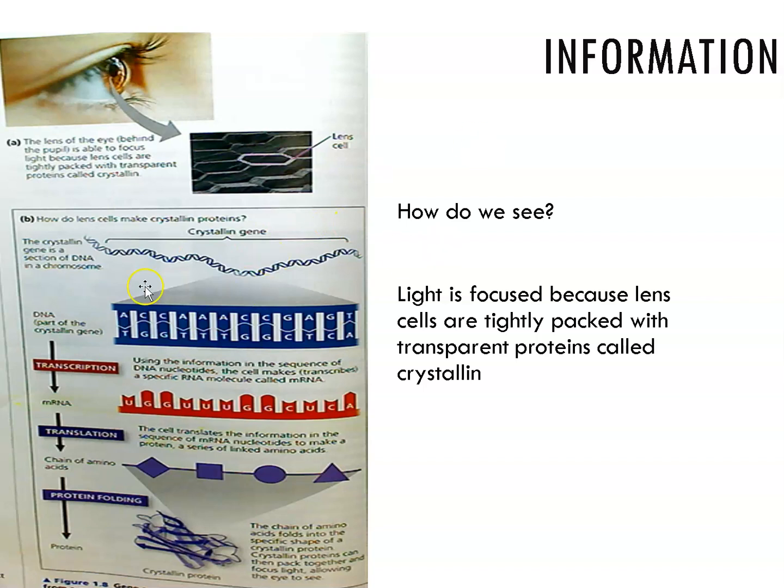And so here's an example of something really crazy. The lens of the eye is able to focus light because lens cells are tightly packed with transparent proteins called crystallin. So there's a crystallin gene. I know this is a picture from a textbook, I'm sorry, but this is a crystallin gene, and here are the letters of DNA. And then that DNA is transcribed into RNA, and that RNA is made into proteins, and those amino acids interact to fold correctly to make a crystallin protein, which allows light to go through your eye, which is crazy, right? It's insane how complicated that is, and you'll see more about that down the road.